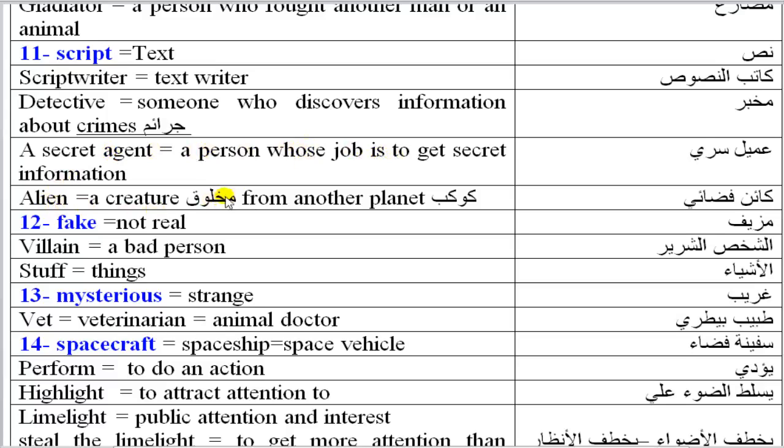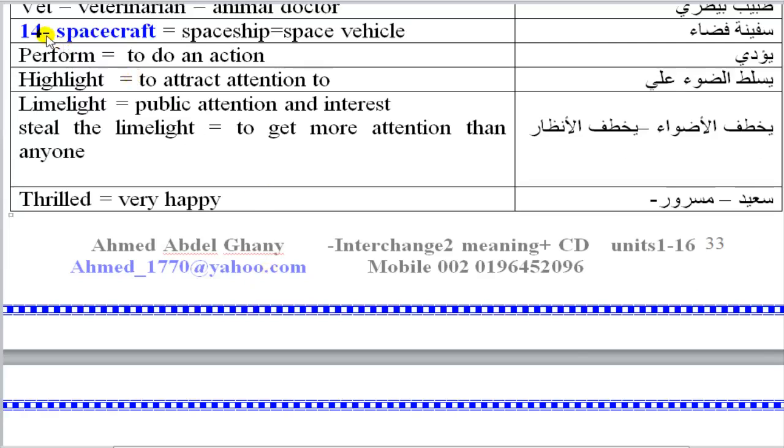Alien, a creature from another planet. 12. Fake, not real. Stuff, things. 13. Mysterious, strange. Vet, veterinarian, animal doctor. 14. Spacecraft, spaceship, space vehicle. Perform, to do an action.